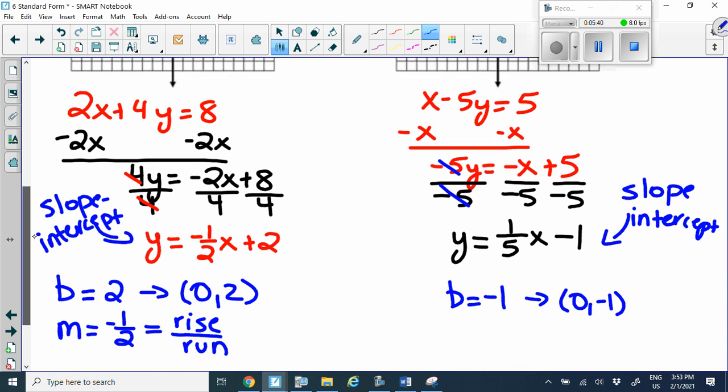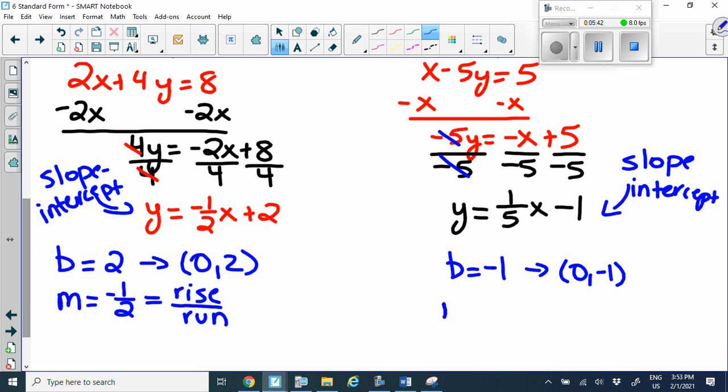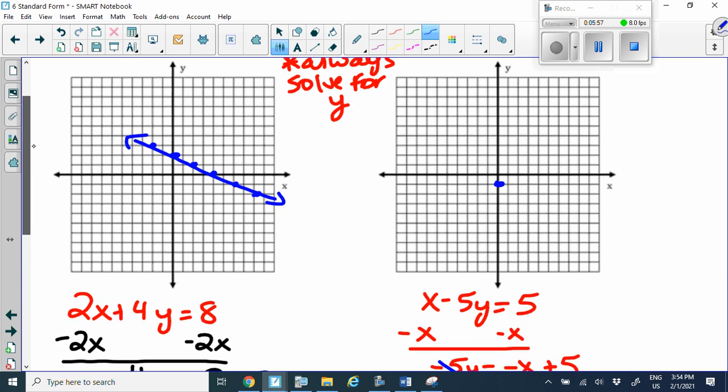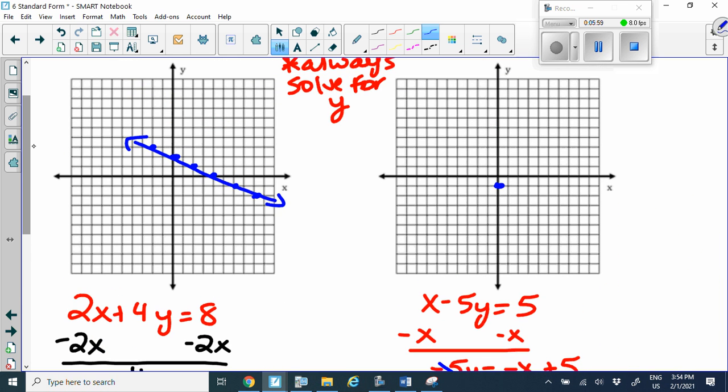Now let's identify our slope. We have positive 1/5. And that means we're going to go up 1 and then to the right 5. Okay, so let's go ahead and do that. So I go up 1 and over 1, 2, 3, 4, 5, plot my point, and do it again, up 1, 1, 2, 3, 4, 5.